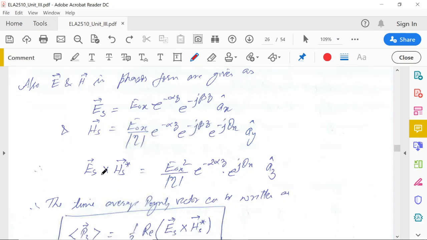So now if you take E_s cross H_s conjugate, when you take the conjugate, all the terms which have j will become the negative, so it will be plus plus. When you take the cross product, these two terms will be multiplied, and the cross product of a_x and a_y will give you a_z, and when you multiply these two, you will get this expression.